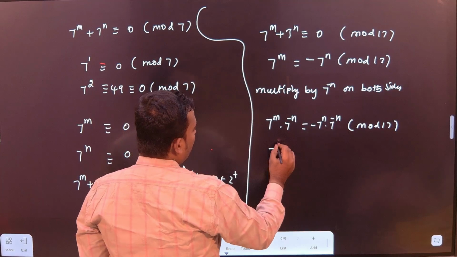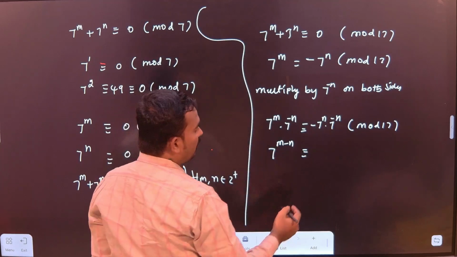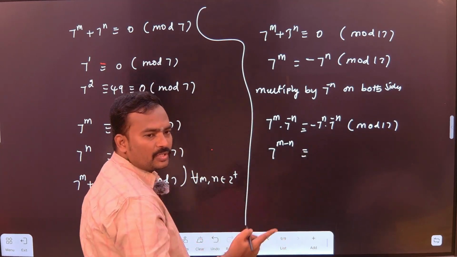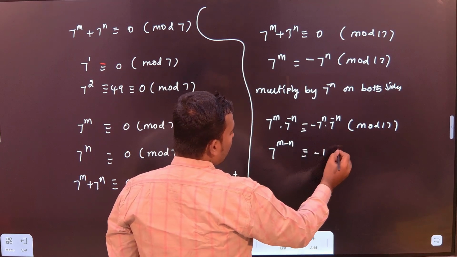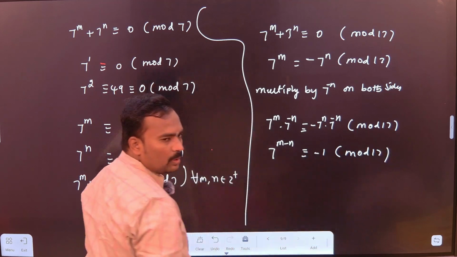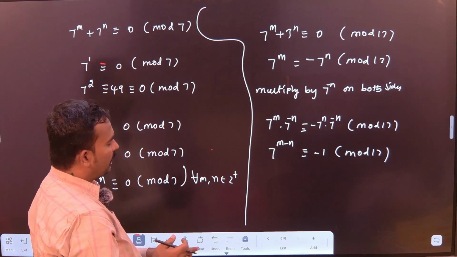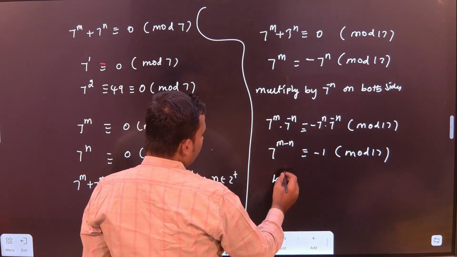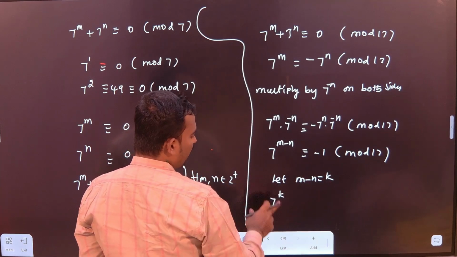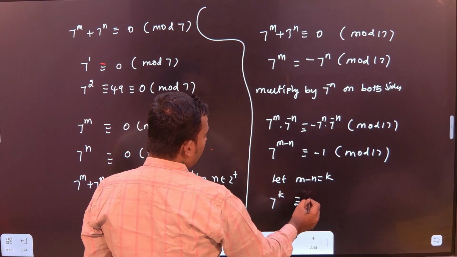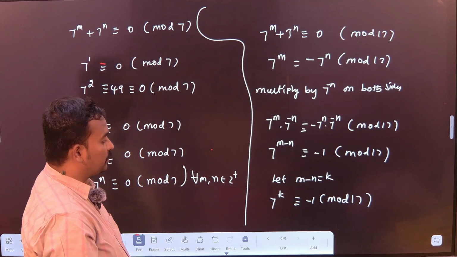Clear? Therefore, 7 power m minus n is congruent to, since the base is the same, adding the powers, n minus n will be 0. So that means 7 power 0 is 1, sorry, there is a minus, therefore minus 1 modulo 17. I hope everyone understands, right? Okay, so let us take m minus n as k. We need the least positive integer k such that 7 power k is congruent to minus 1 modulo 17. Which values of k are possible? You have to check it first.